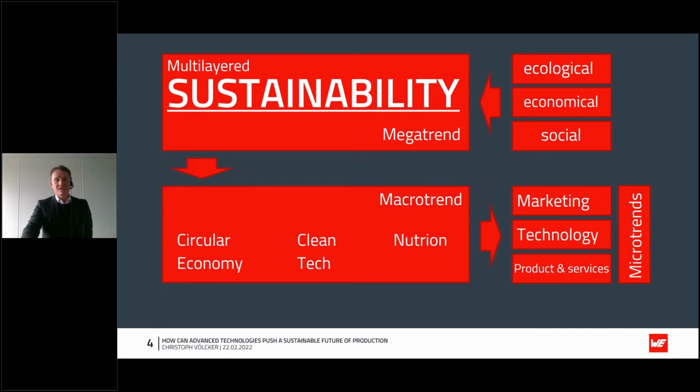The micro trends are all about marketing, technology, product and services. These topics are the micro trends from the bottom up, macro trends and the mega trend to really support sustainability and get better knowledge of what we are going to produce in future and make a responsible manufacturing. And therefore, as I'm employed here, I want to focus on technology.